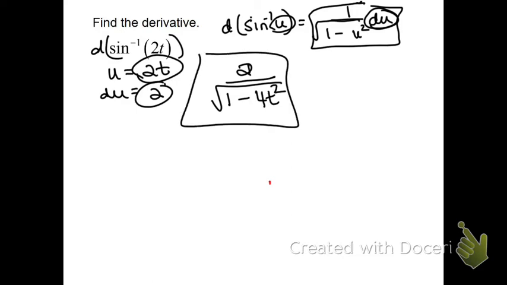Okay? But today's lesson is going to be reverse. Today is going to be when we integrate this, we should get this. Okay? So now the next problem is going to be, how do we find the integral of that?